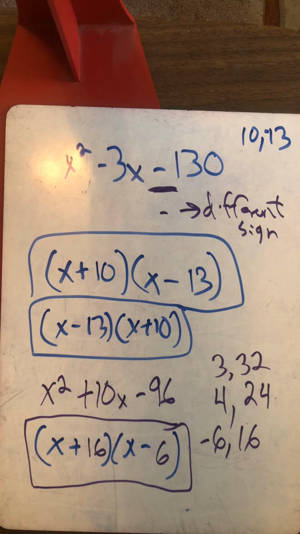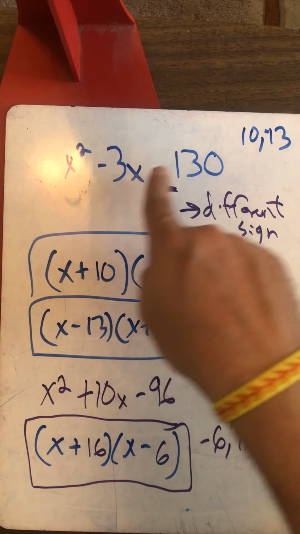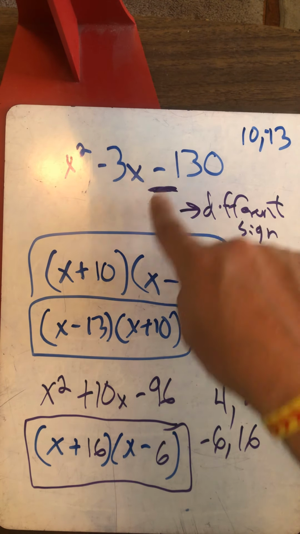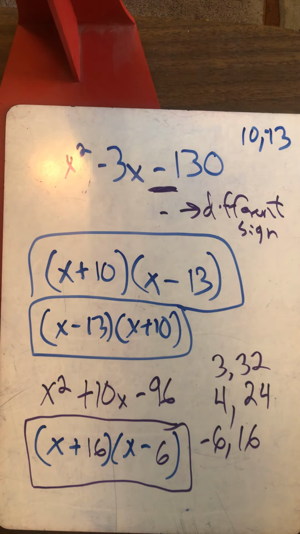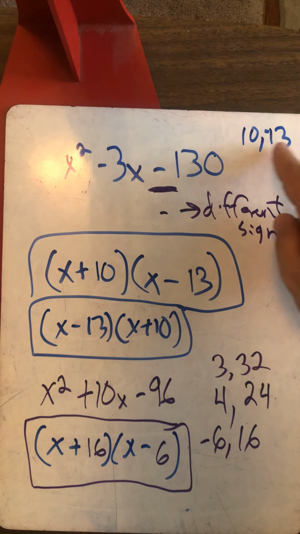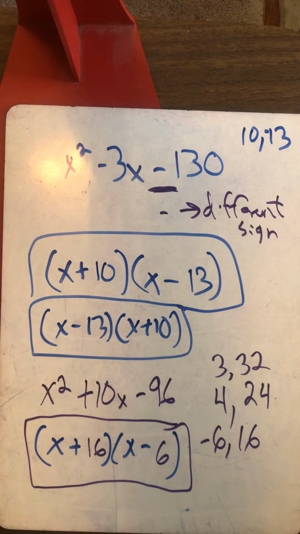Now this is a little bit shorter video. I tried to keep it that way for you guys. I tried to simplify it down. Again, we're looking for two binomial answers. x squared, x, no x. This sign right here will tell you inside are they the same or different signs. Minus is different, plus is same. And then it's just all about getting stuff with the right things. Factors of 130 that subtract to be negative 3. Boom. Factors of 96 that subtract to be 10. 16 minus 6. Done.